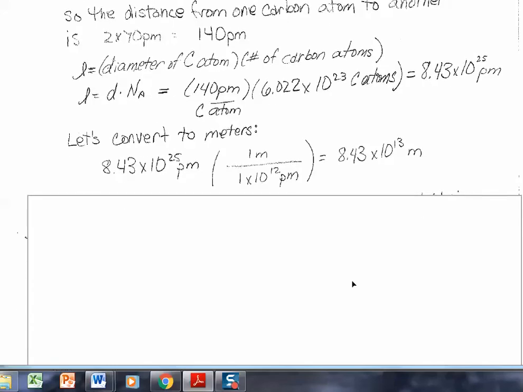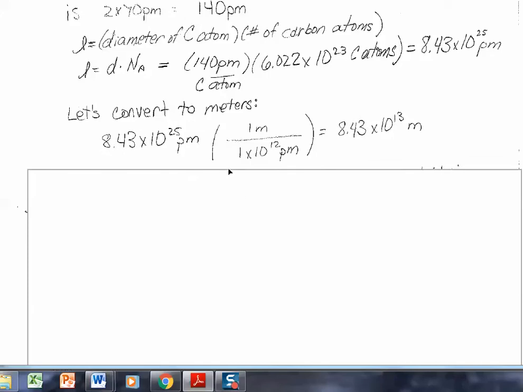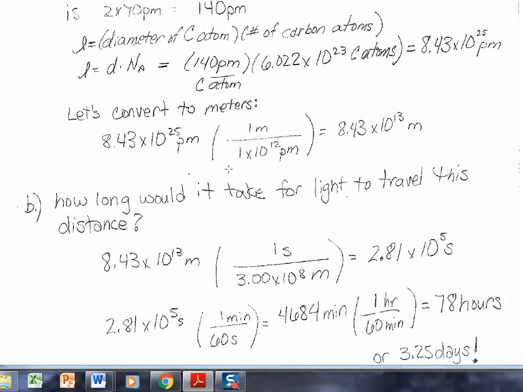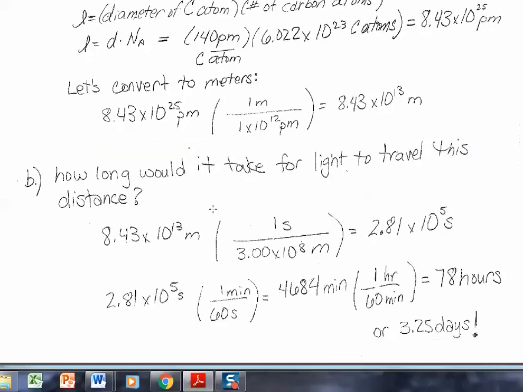Now let's move on to the second part of our problem. Here we want to think about how long does it take for the light to travel that distance. So we know the speed of light is 3 times 10 to the 8th meters per second. So 8.43 times 10 to the 13th meters divided by that speed gives us 2.81 times 10 to the 5th seconds. Let's convert that into a more useful time unit.